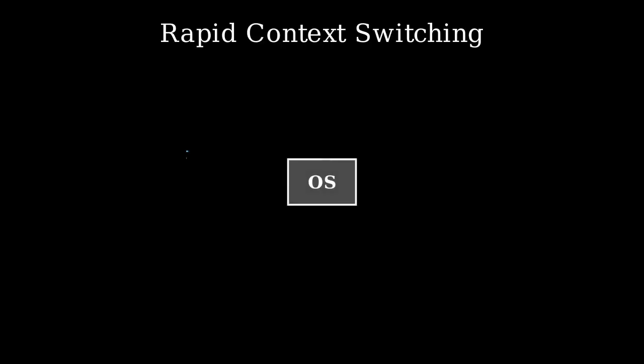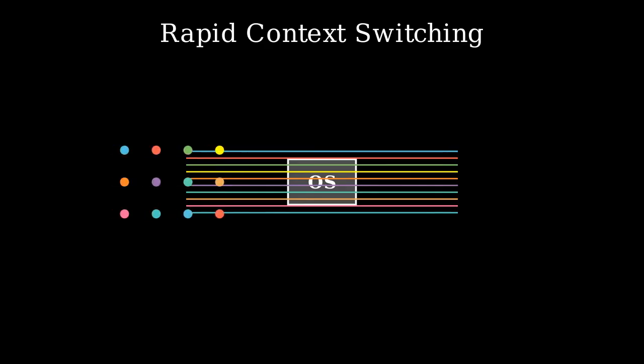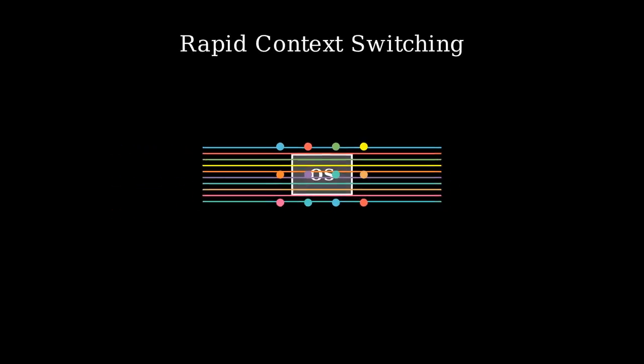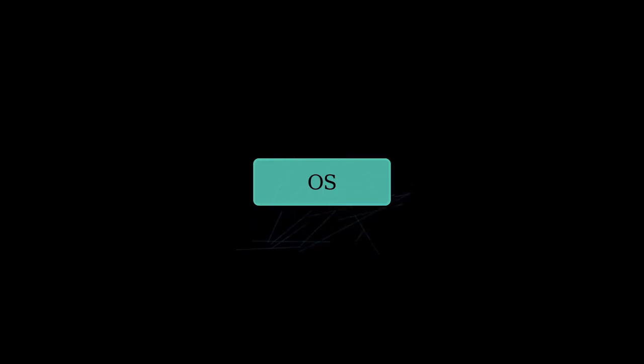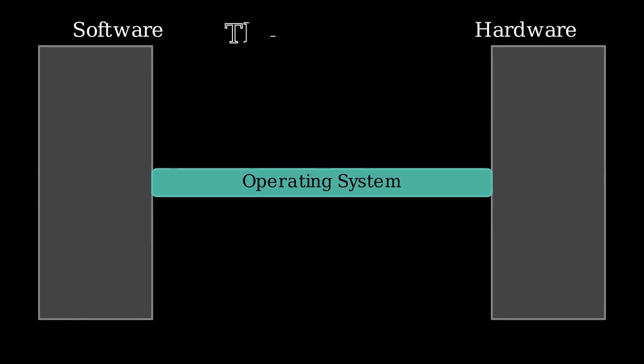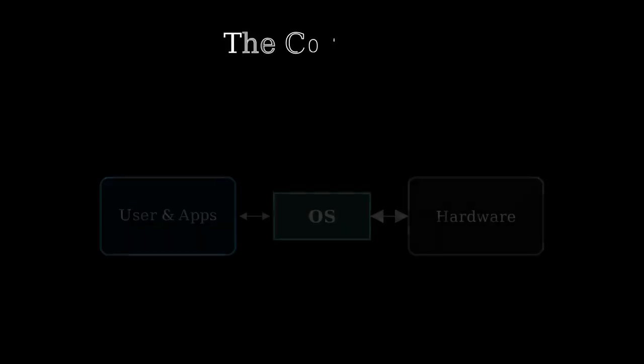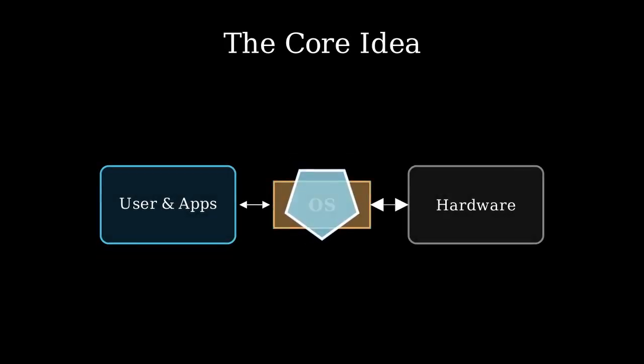This loop happens thousands of times a second, creating the illusion that your computer is doing 10 things at once, when really it's just switching attention incredibly fast. So the operating system is the bridge that turns complex hardware into usable software abstractions. It protects the hardware from you, and it protects you from the hardware.